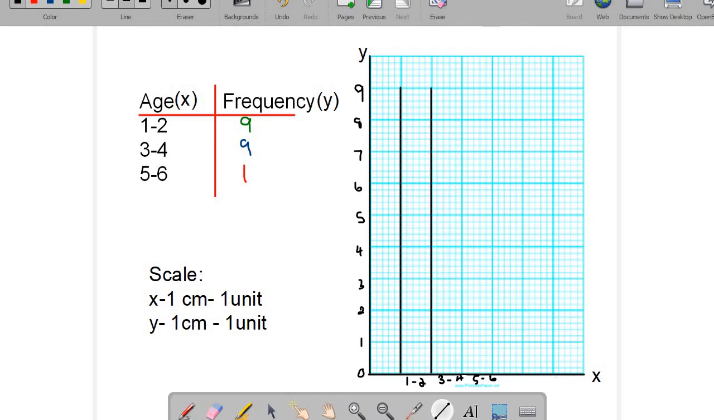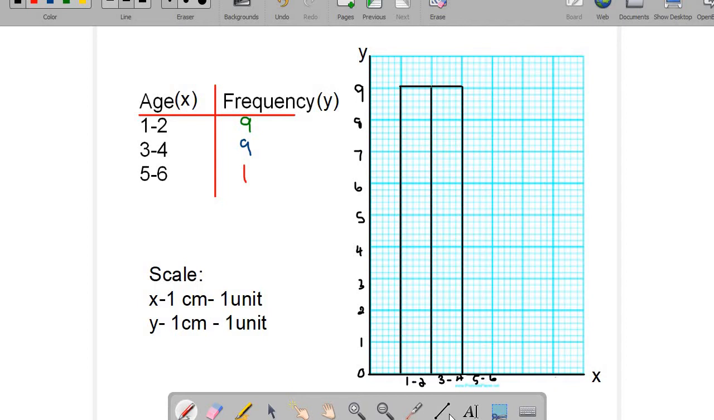Now, histograms are not the same thing as a bar chart. They're different. With bar charts, you're allowed to have gaps between each bar. For histograms, there should be no gaps. Okay, next interval is 3 to 4. The height of the bar again should stop at the frequency. The frequency is also 9, so I'm going to draw the top of the bar right here.